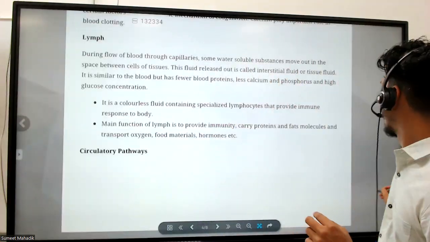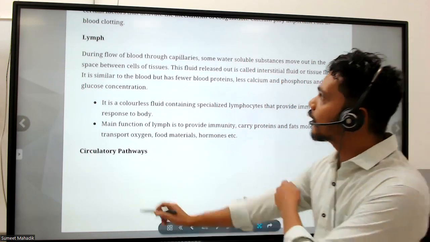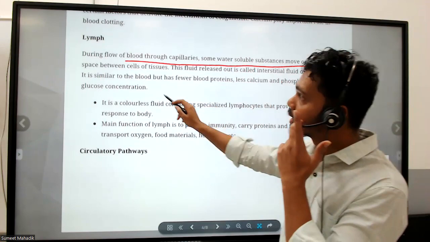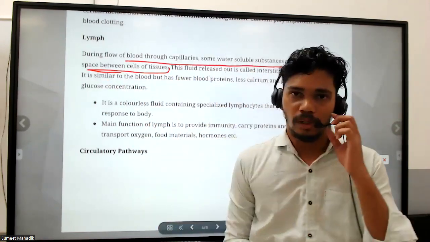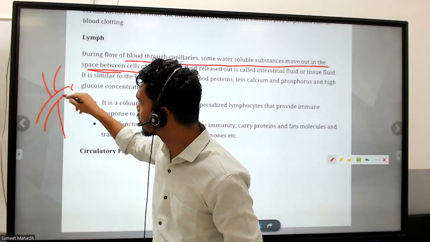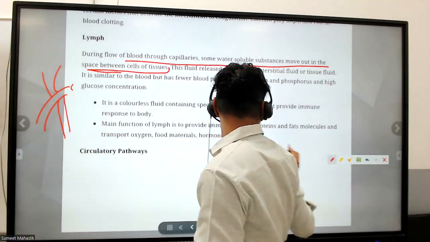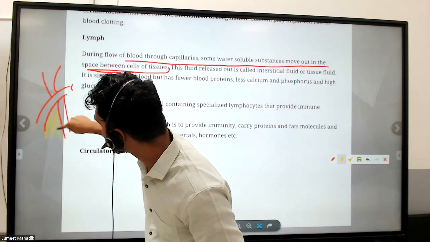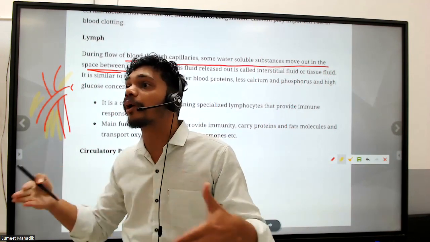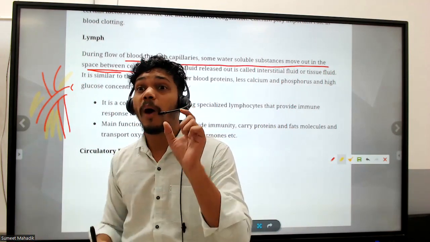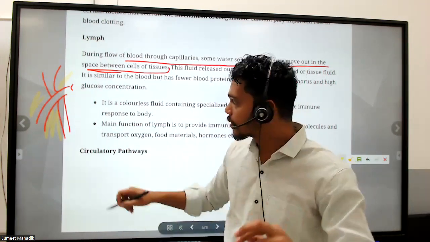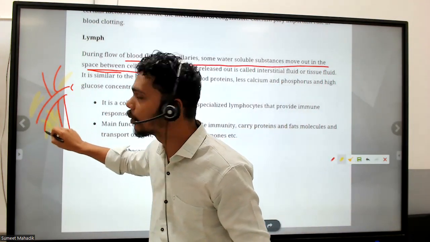Let's start. Now, lymph. During the blood flow through the capillaries, some water soluble substances move out into the space between the tissue cells. What is going to happen if this is a network of capillaries? Here will be a little space, here will be a space. These capillaries are perforated. They are made up of squamous epithelium, a single lining, so some material can ooze out from here to here.